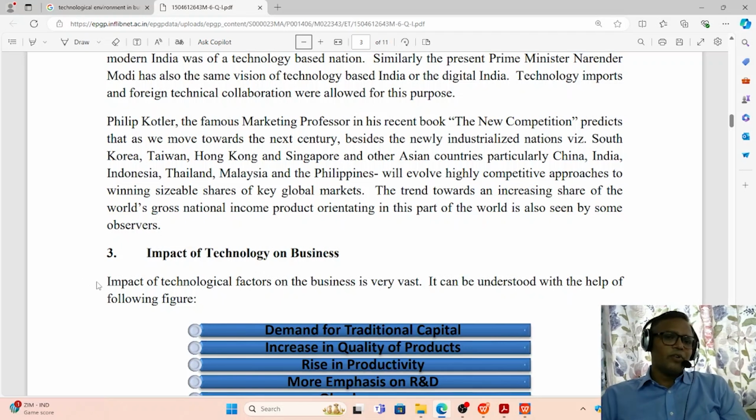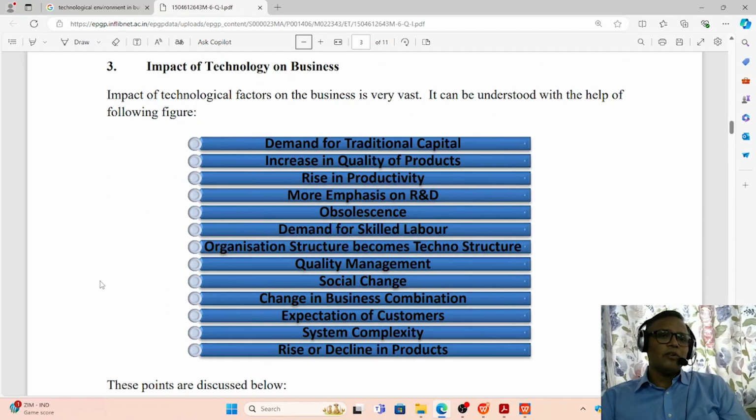Third is the impact of technology on business. The impact of the technological environment on business is very fast. It can be understood with the help of the following factors. First is the demand of traditional capital. Second is the increase in the quality of the product. Third is the rise in productivity. Fourth is the emphasis on R&D. Next is obsolescence. Next is the demand for skilled labor. Further is the organizational structure, which becomes a technostructure.